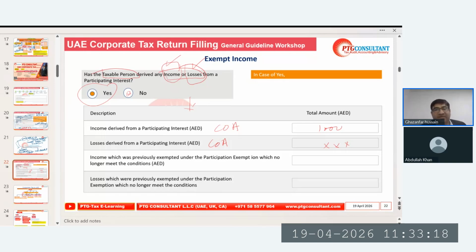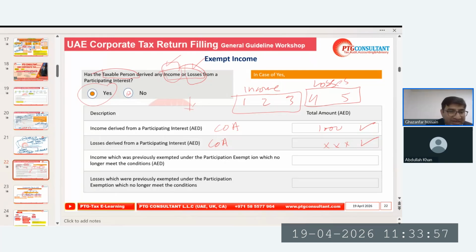Because the same company may have investments in 5 companies: 1, 2, 3, 4, 5. So maybe these 3 are giving income and these 2 are giving losses. Since the loss is coming from these 2, we have to track the losses separately. The corporate tax return is not asking for the net figure. They are saying, okay, during the period, how much income you generated, right over here, and how much losses, right over here. The system will automatically calculate.